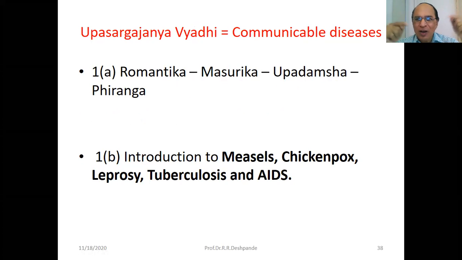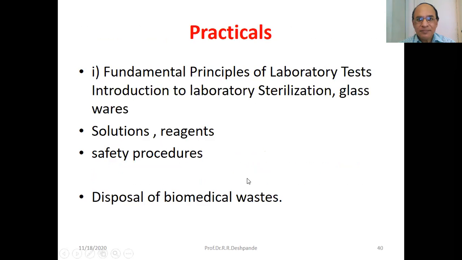Upasargaja Vyadhi, communicable diseases, corona, COVID-19, Romantika, Masurika, Upadamsha, and Phiranga. Contagious diseases spread from one person to another. Droplet infection, infection by sexual contact. Introduction to measles, viral infection, chickenpox in children, viral infection, leprosy. There are two types: borderline, tuberculoid, and lepromatous leprosy. Lepromatous leprosy is the only contagious type. Tuberculosis and AIDS, HIV. Practicals: fundamental principles of laboratory tests, introduction to laboratory sterilization, glassware.